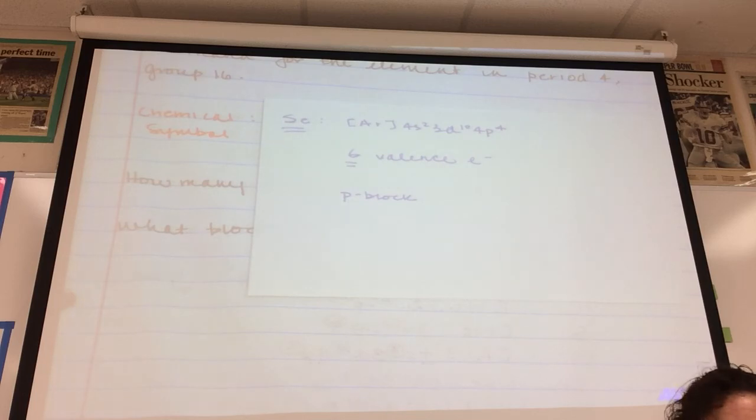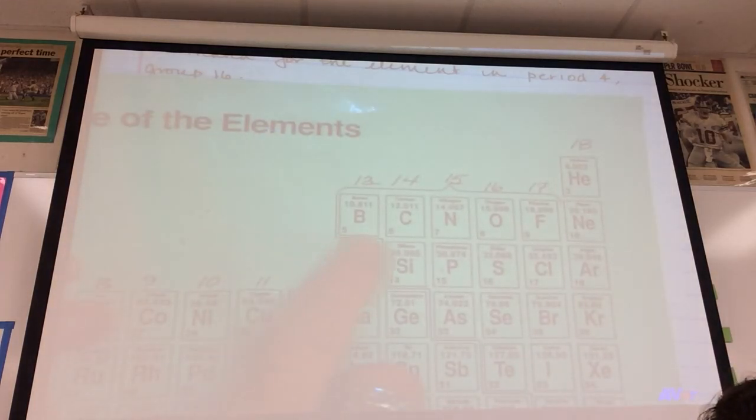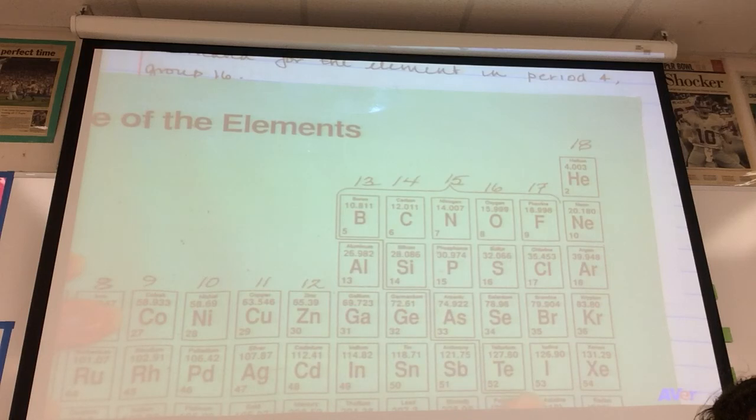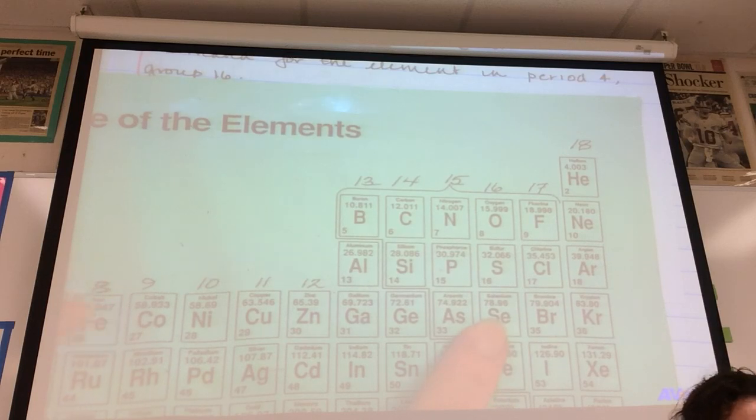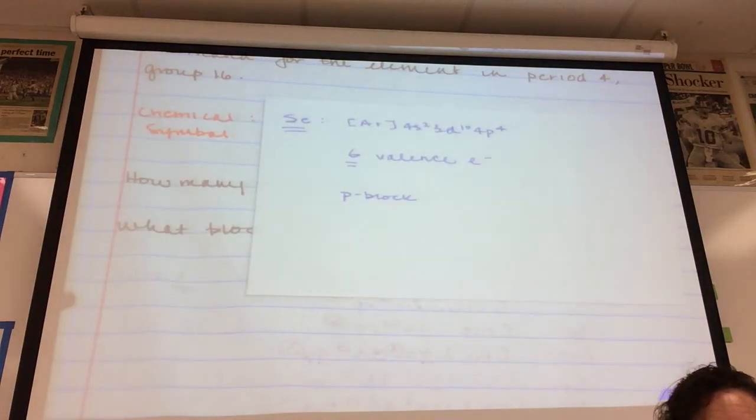Looking at your periodic table, here's your stair-step line. It doesn't touch a horizontal or a vertical. It can't just touch a corner. This is a nonmetal. Alrighty? Nonmetal.